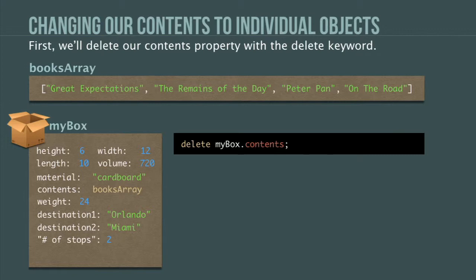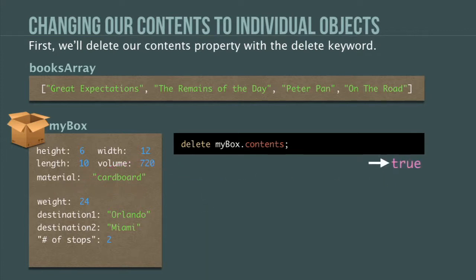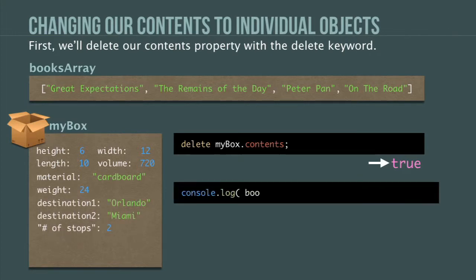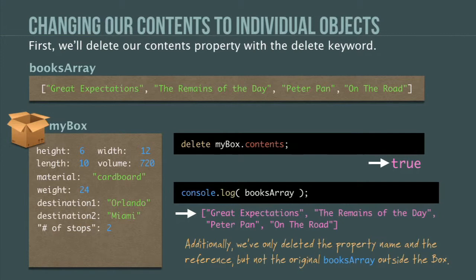Notice the syntax. What's going to happen here is that the delete keyword will completely delete the entire contents property. It will not be there anymore. It's not just deleting the books array variable and leaving the contents name there. Nope, property is gone. From our delete command, we get a true back saying, yes, we have deleted the property. If we now log out console.log books array, we still get the same array. That's because we haven't actually deleted the array, we've just deleted the property that references the array inside of our object.